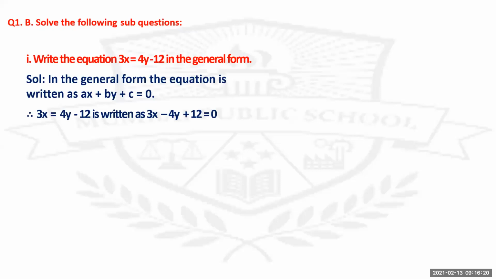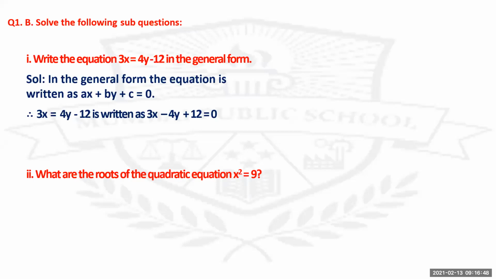So 3x equals 4y minus 12 is written as, you will change the position of 4y. When 4y goes to the other side it becomes minus. So 3x minus 4y, and minus 12 when it goes to the other side becomes plus 12. Understand? So your answer is 3x minus 4y plus 12 equals 0.